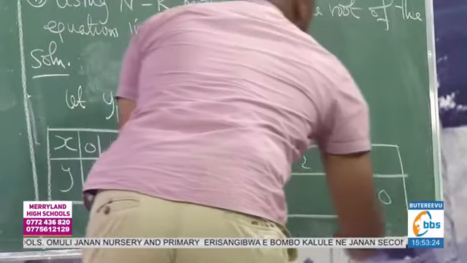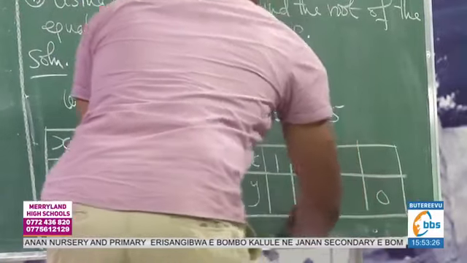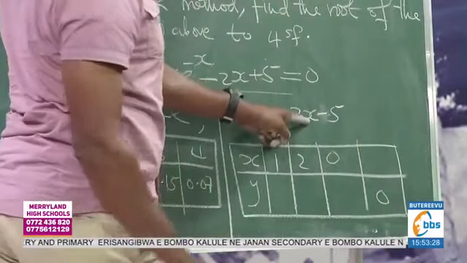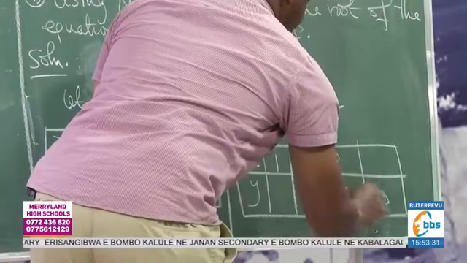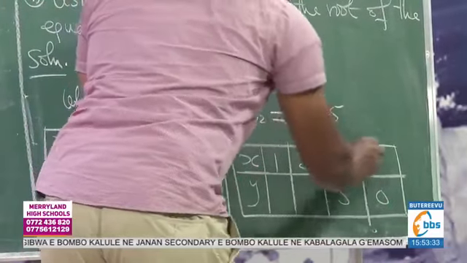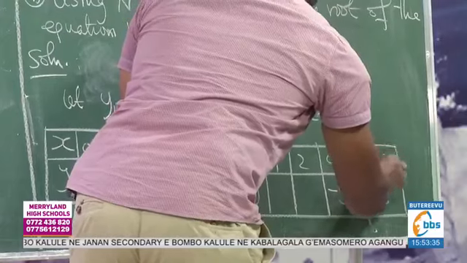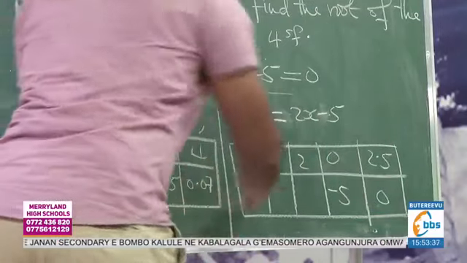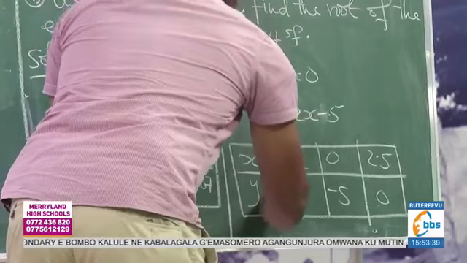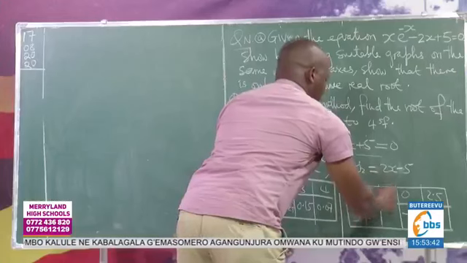For this one, you are all aware that if you are plotting a line, if you put x as 0, y is negative 5. If we put y as 0, x is 2.5. And if we put 1 as x, we have negative 3. 2 as x, we have negative 1.